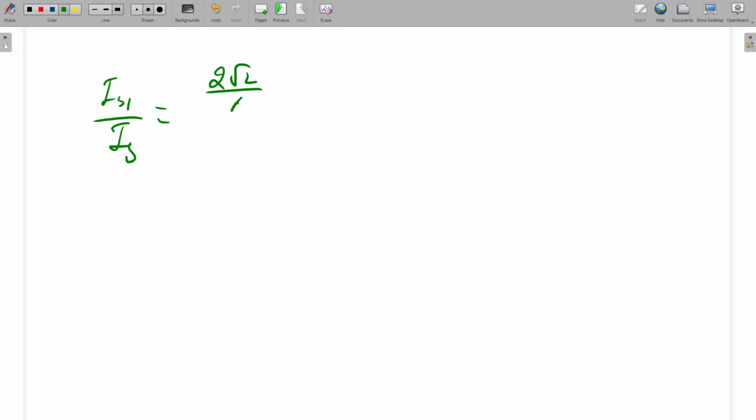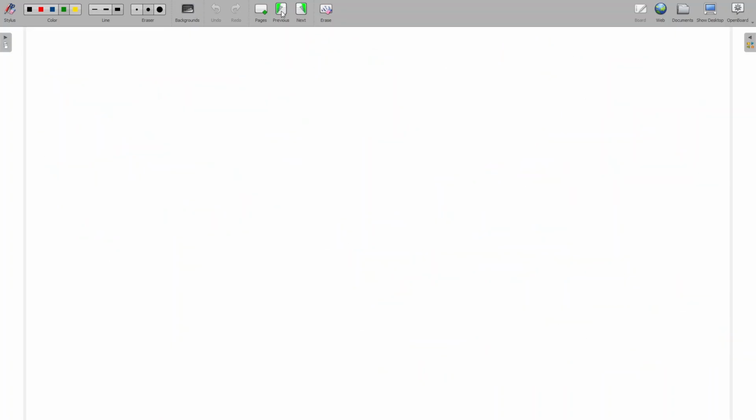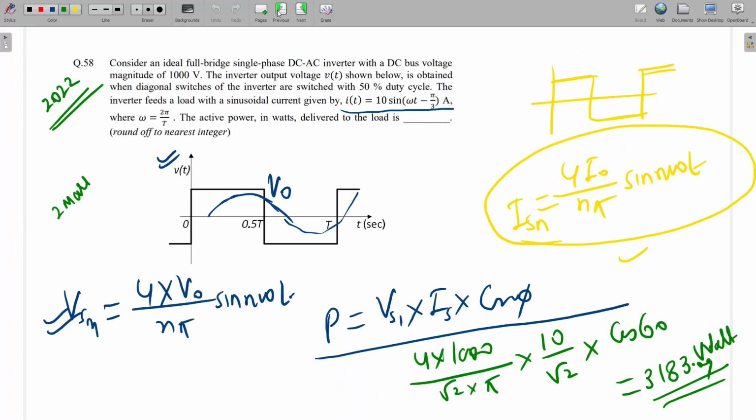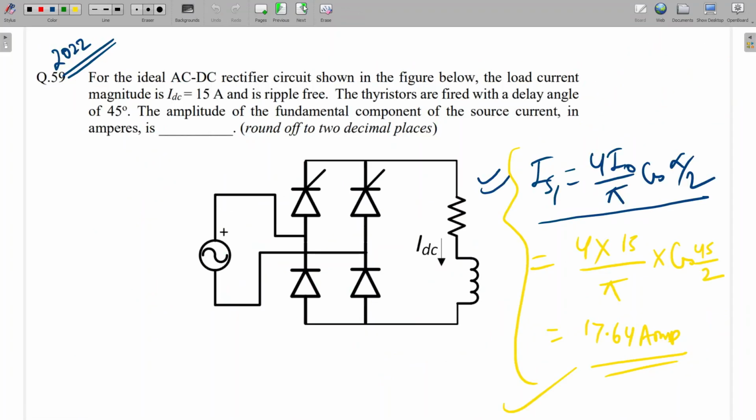IS1 by IS, you said, in the previous slide? Where? One second. Here, sir. So the input power factor will be IS1 by IS into cos alpha by 2. This will be for all converters. So for all converters, we take the fundamental current, then the source RMS current. Whatever the displacement factor is there, that will be multiplied here. Like for a normal full bridge converter, the displacement factor is alpha, so we multiply cos alpha. But in this one, we are getting displacement alpha by 2.